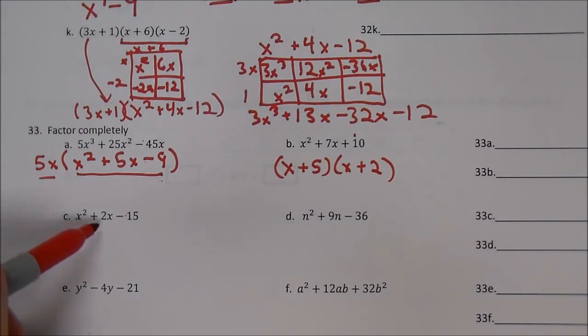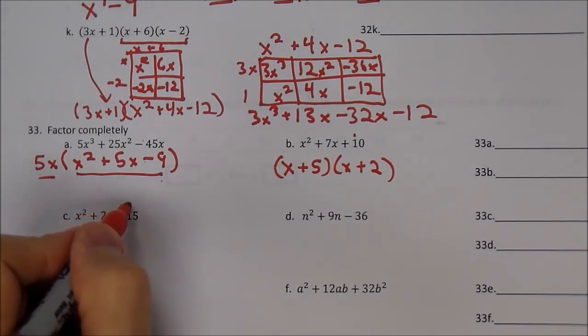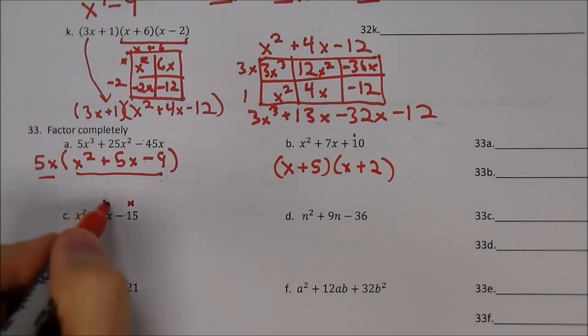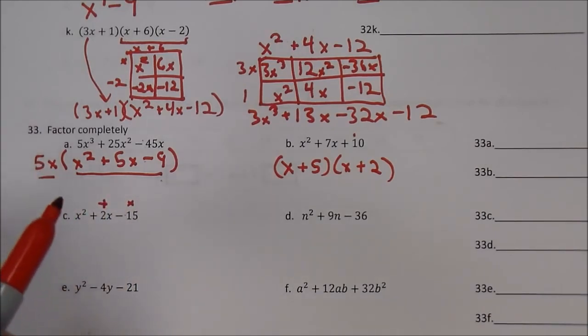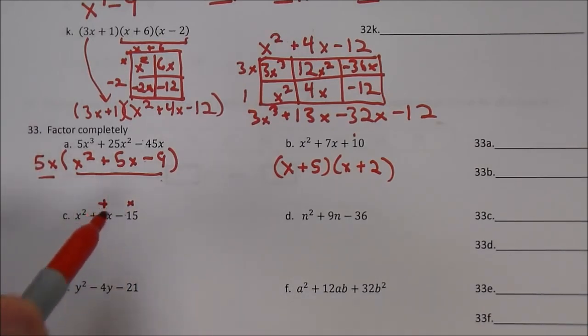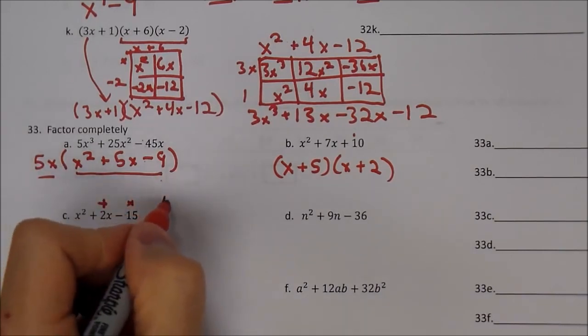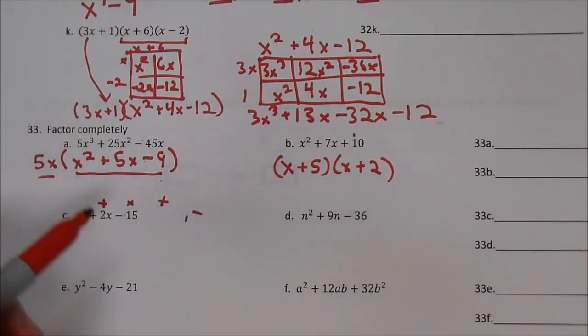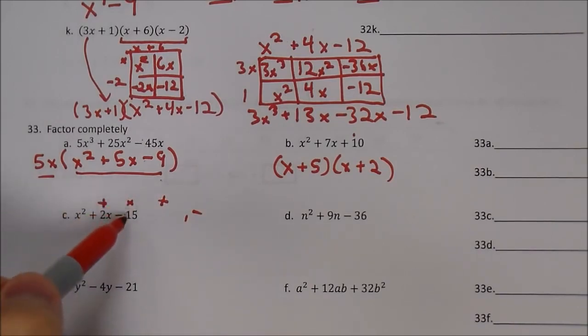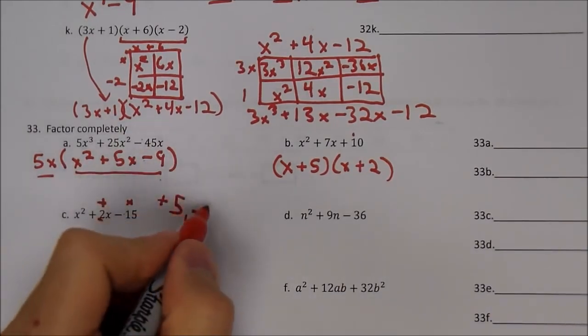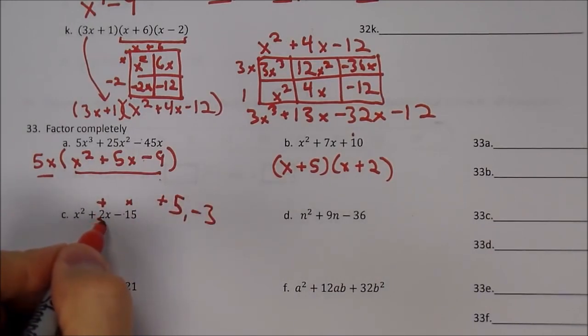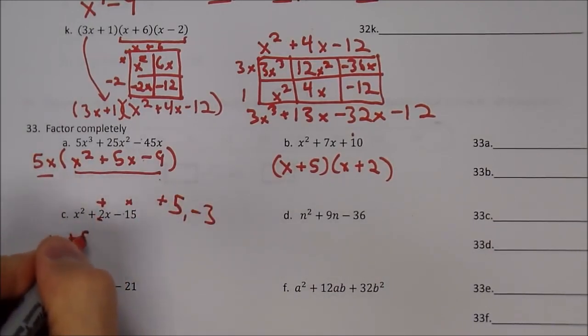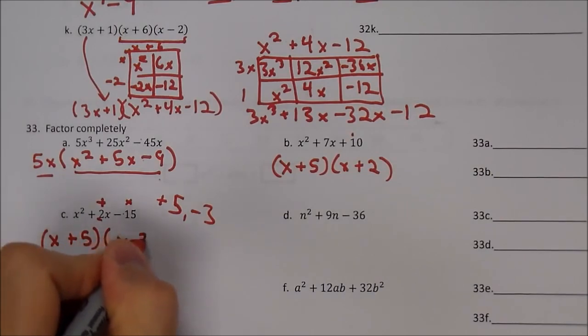For c, I have x squared plus 2x minus 15, multiply to negative 15, add to 2. Since the multiply is negative, and it's a positive sum, I got a positive and a negative number. Now, I need to figure out which ones are 2 numbers apart, the factors. So for 15, if I do 5 and 3, those are 2 apart, so if I do positive 5, negative 3, they add to be 2. So now it's going to be x plus 5, x minus 3.